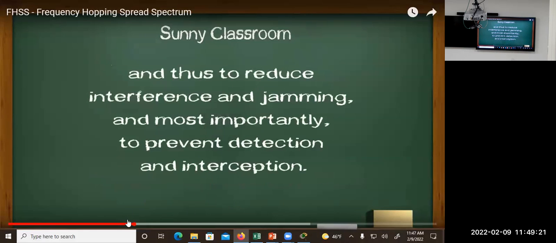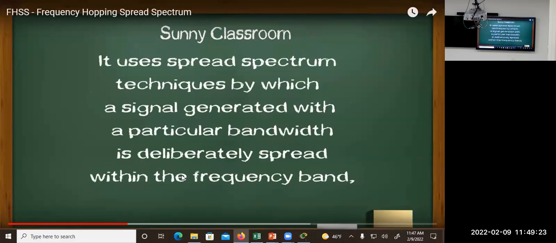band. And okay, so the definition here, you see, when you work with frequency hopping, the signal is deliberately spread within the frequency band.